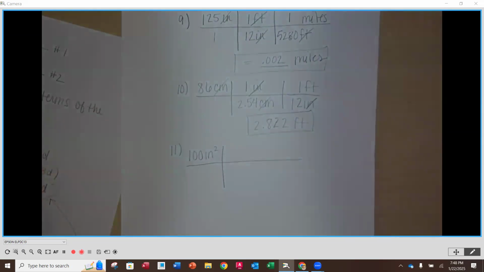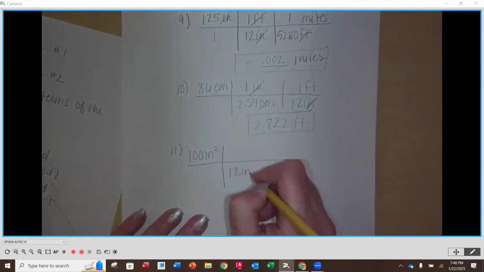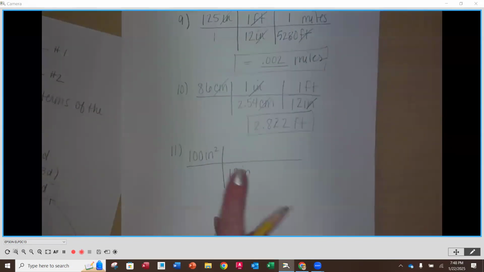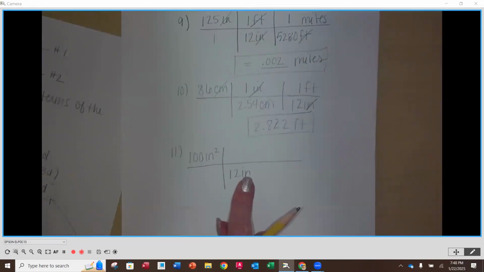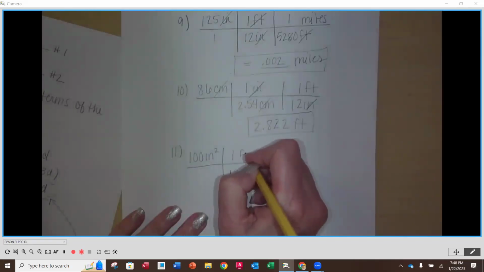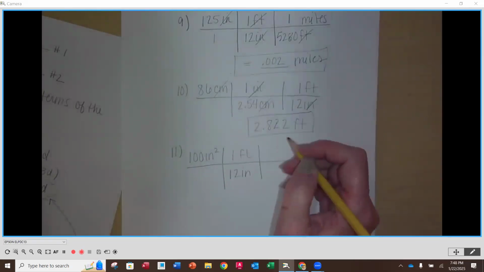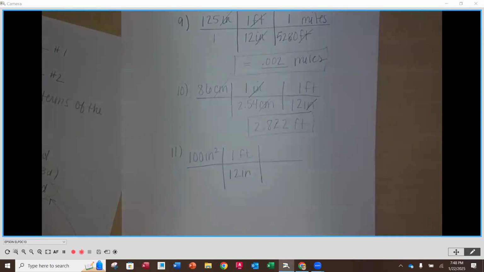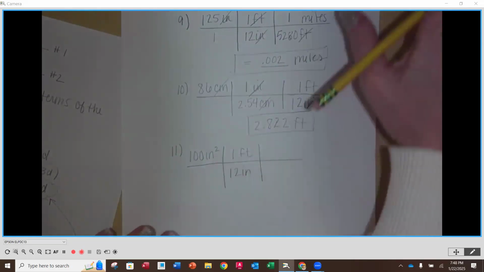Okay. Now, I know how many inches are in a foot, right? I know that there's 12. So I can say, okay, there's 12 inches. So I'm going to put that on the bottom because inches are on the top. So to cancel out, I'm going to put inches on the bottom. And I know that there is 12 inches in 1 foot, right? Now, when I do this, notice that there is an inch squared here, okay?